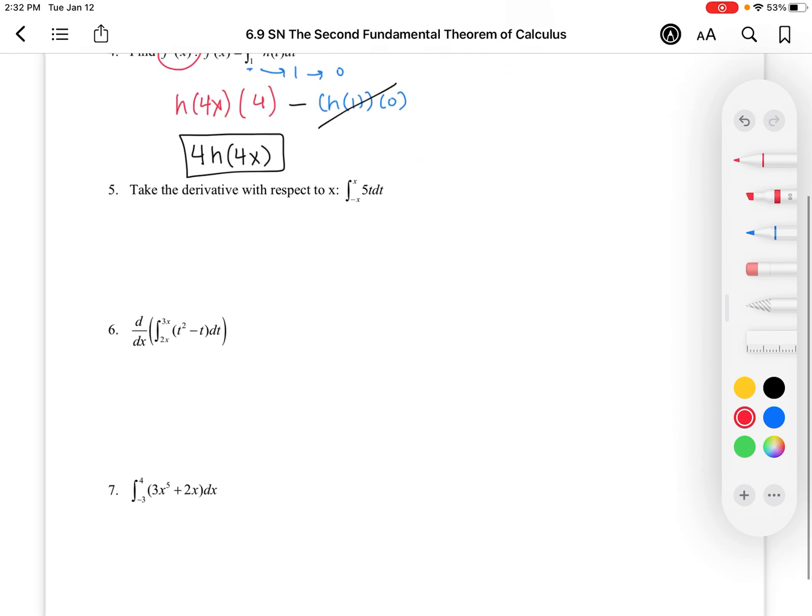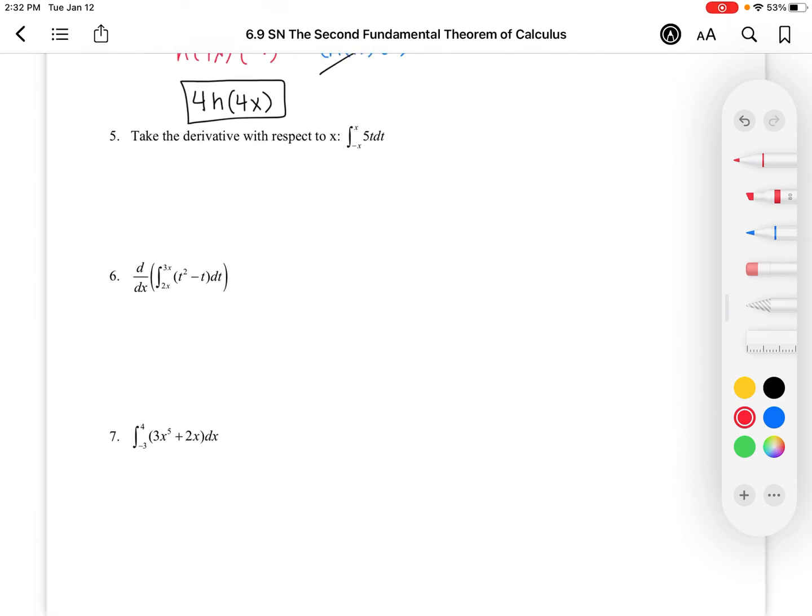All right, looking at number 5. Once again, it says take the derivative with respect to x. So let's start with our top. I'm going to have, instead of 5t, it's going to be 5x. And I'm going to multiply it by the derivative of x, which is just 1. And then I'm going to subtract the same process on the bottom.